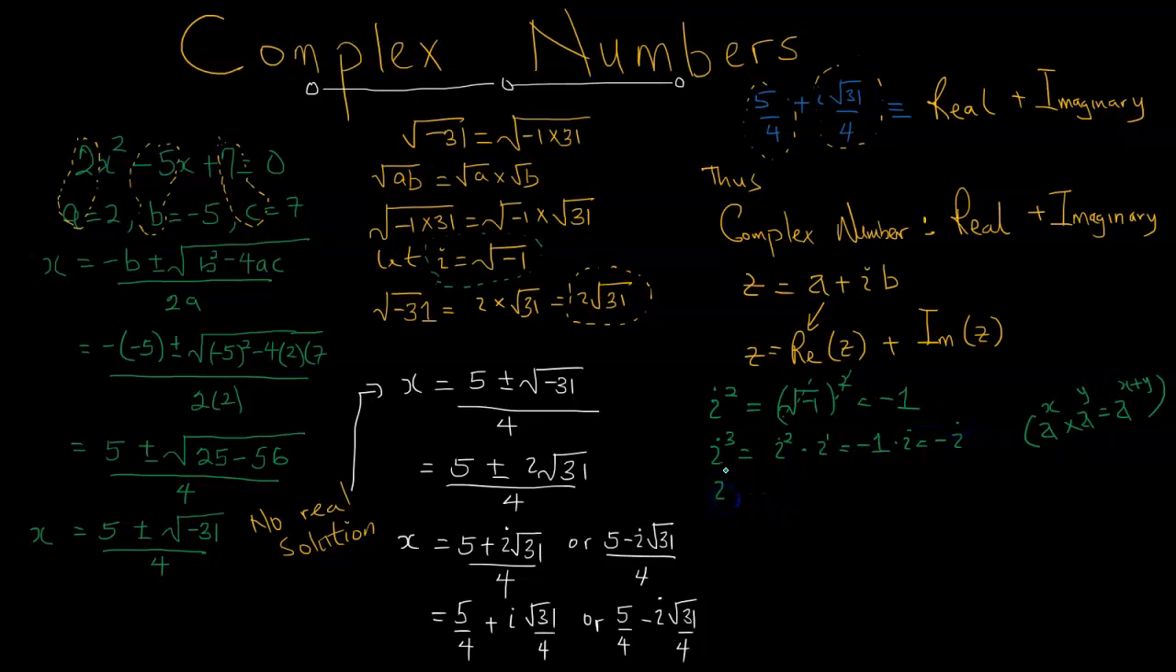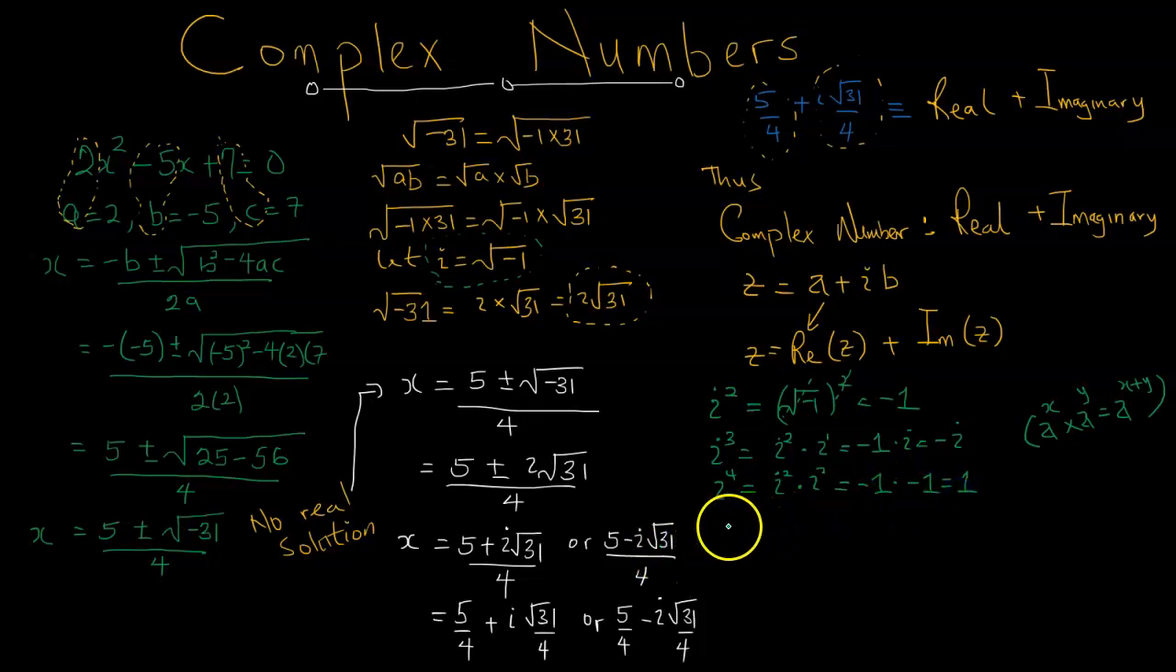Okay, i to the power of 4. This can be written as i squared times i squared. So i squared already is negative 1. So this is just negative 1 times negative 1, and this is a positive 1.